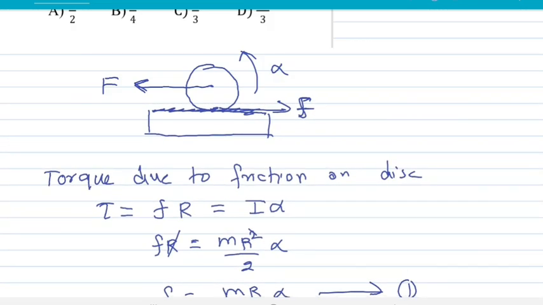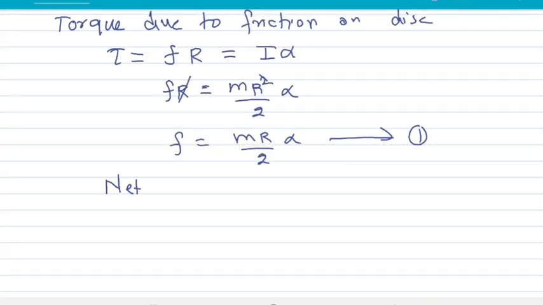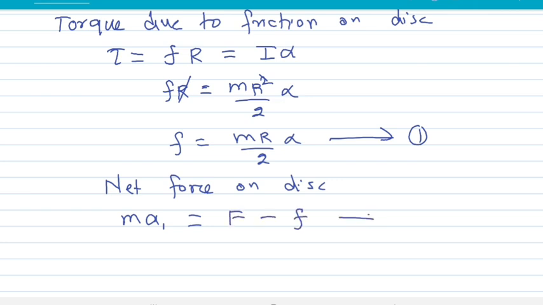Next, let A1 be the acceleration of the disk. Then the net force on the disk is given by mass into acceleration: m A1 is equal to the applied force minus the frictional force. Equation number 2.